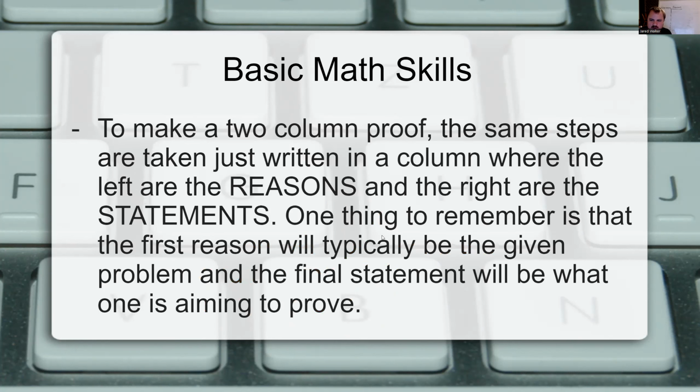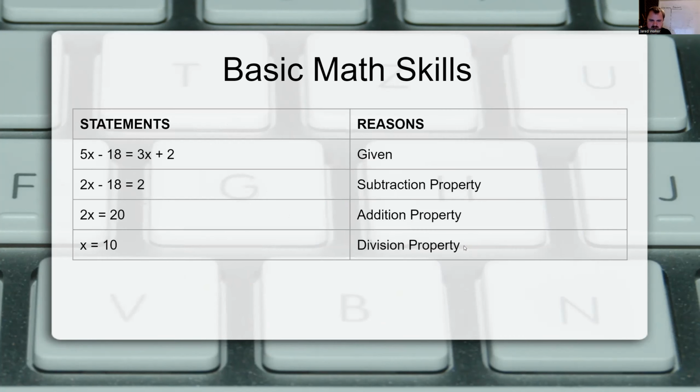So what you do when you make a two-column proof, you're going to take steps, and you have reasons on the left, statements on the right. And the first reason is normally just going to be given. You're going to say given for your first reason. So look at this. This is the same thing we did here, but we put it into the nice two-column proof. So your statement is that 5x minus 18 equals 3x plus 2. Well, why is that true? That's what we were given. That's what we started with.